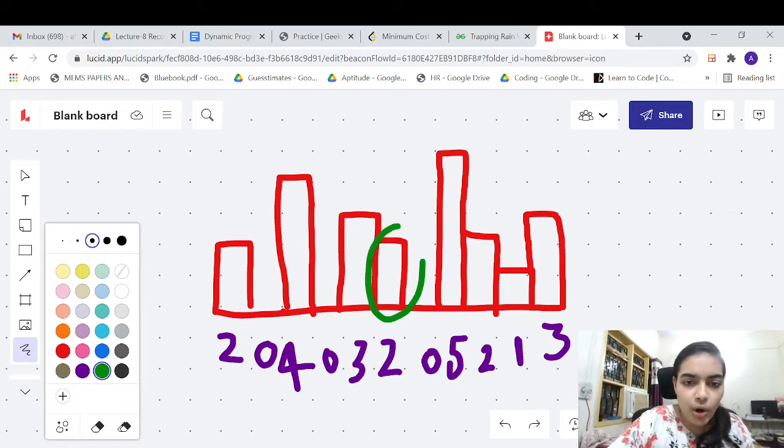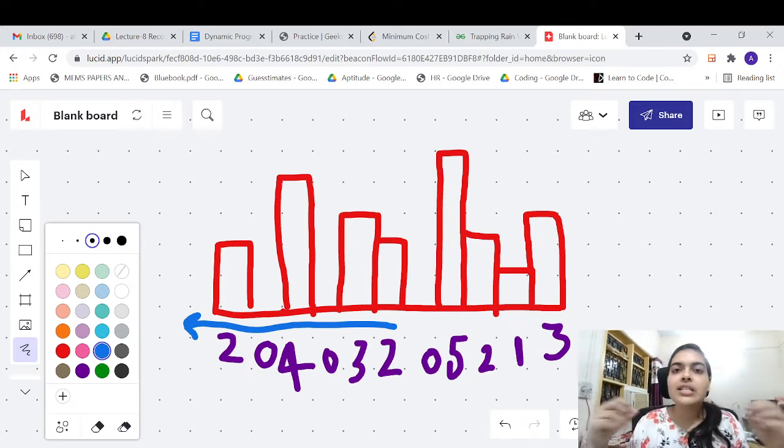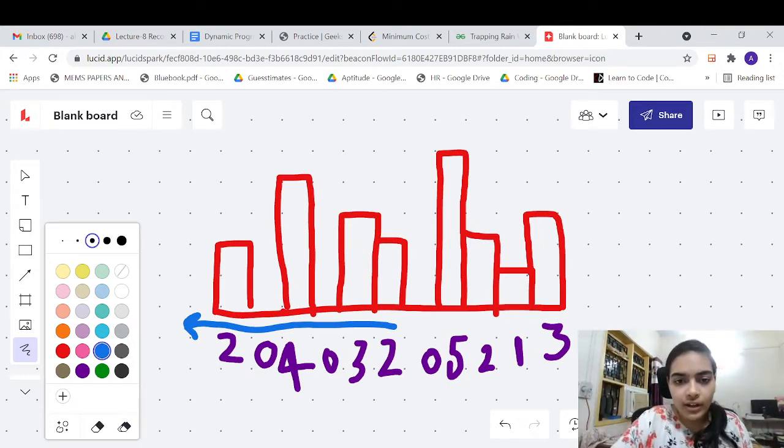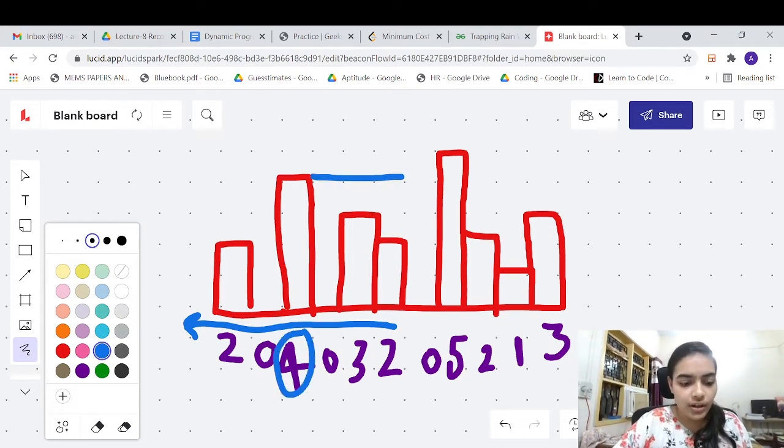So for this particular block, if we have to find the water that it can hold, we will go to the left side first. We'll try to find which is a supportive block which can hold water. We'll start building blocks, and we can see that the highest block on the left side is of height 4, right? So we can store water up to the level 4.